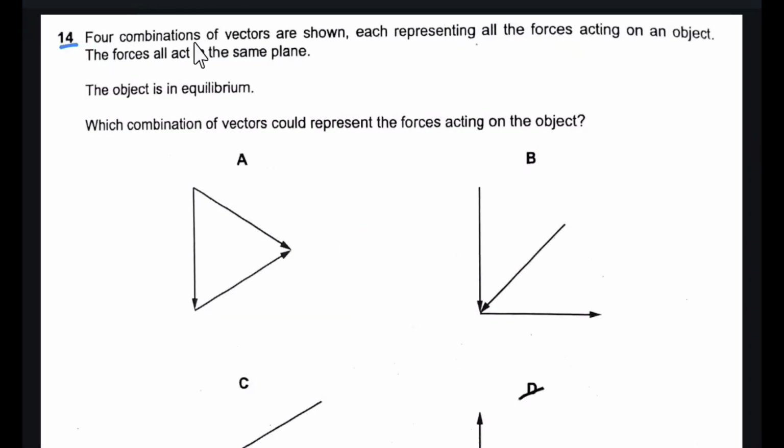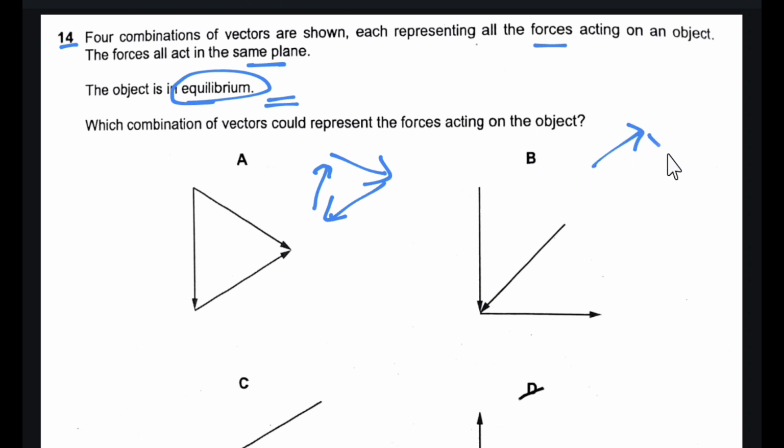15. Four combinations of vectors are shown, each representing all the forces acting on an object. The forces all act in the same plane and the object is in equilibrium. Since the object is in equilibrium, the resultant force is 0. That means if we consider three forces, the arrowheads would be arranged head to tail, so that it forms a closed triangle.